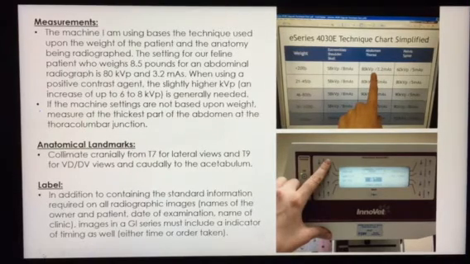Anatomical landmarks. Collimate cranially from T7 for lateral views and T9 for VD and DV views, and caudally to the acetabulum. Labeling. In addition to containing the standard information required on all radiographic images, images in a GI series must include an indicator of timing as well, either time or order taken.